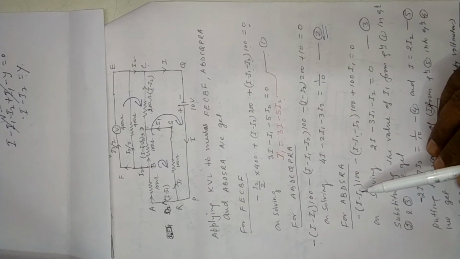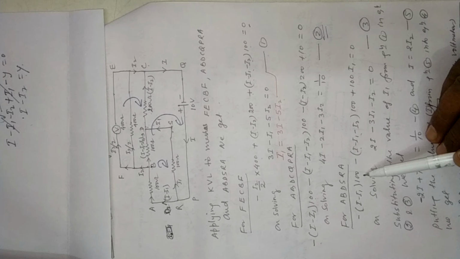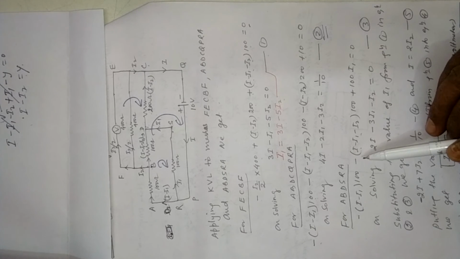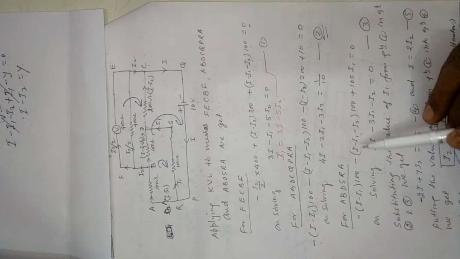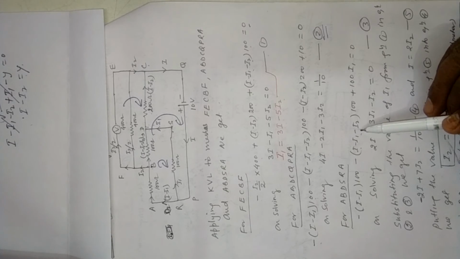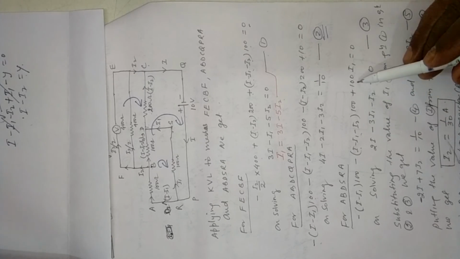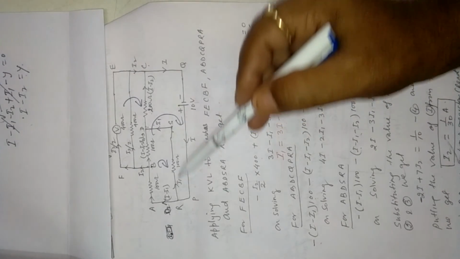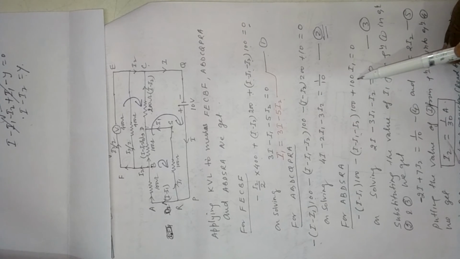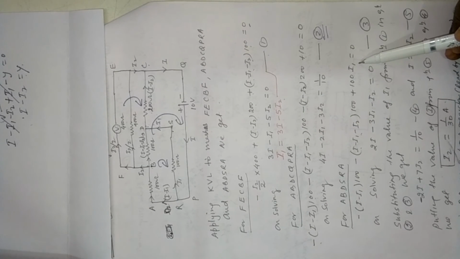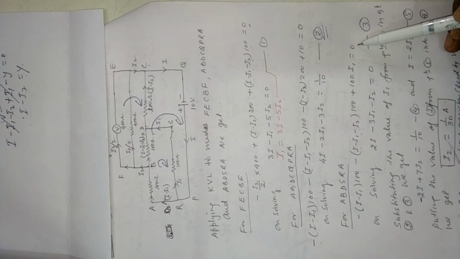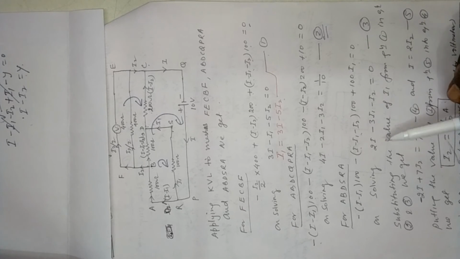So minus (I minus I1) into 100, minus (I1 minus I2) into 100, and this will be positive from here to here. So this is positive 100 into I1, equal to 0 using KVL. So the third equation will be 2I minus 3I1 minus I2 equal to 0.